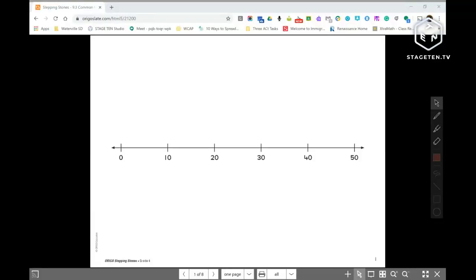Here. 12 would go about here, about 2 after the 10. The 26 would go closer to the 30 than the 20, because the 5 would be right here. And then 38 goes right here, right before the 40.